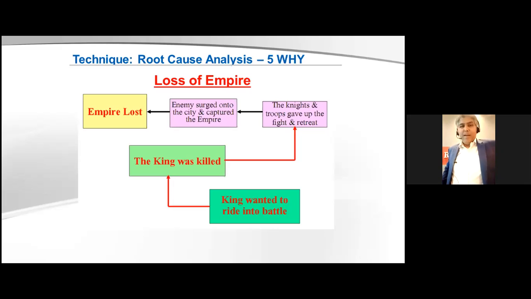Why did we lose the empire? There was a war, we lost the empire. On the screen, you see that we lost the empire because the enemy surged into the city and captured the empire. And how were they able to do it? Because the knight troop gave up the fight. Knights, the second, like commandos, you can say, they gave up the fight. And why did they give up the fight? Because the king was killed.